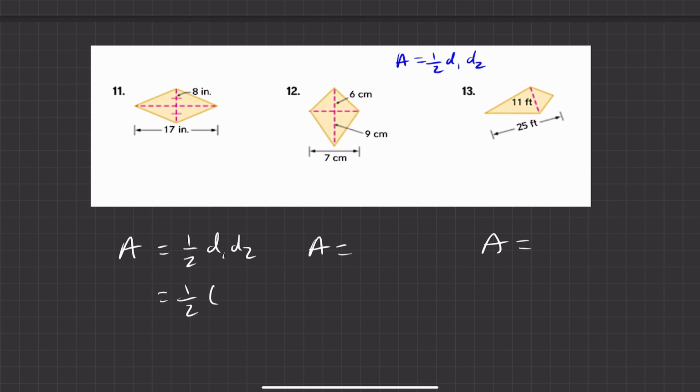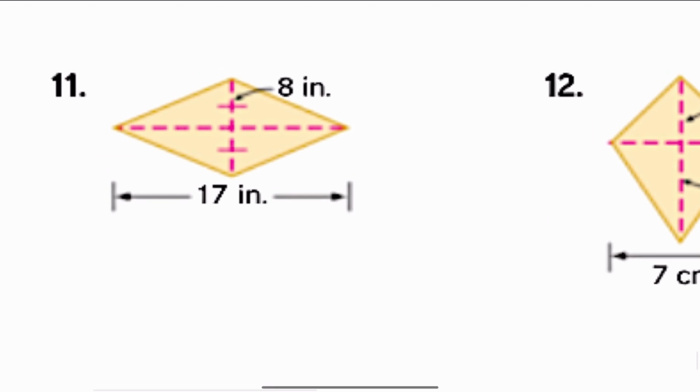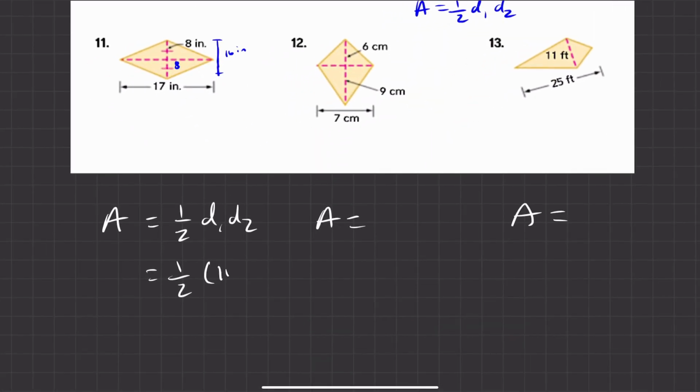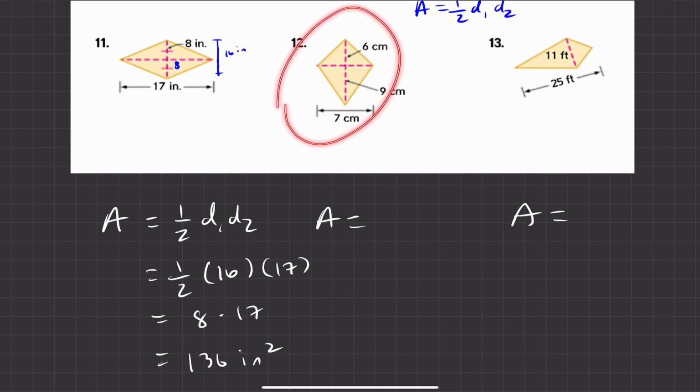1/2 of, we gotta be careful. Slow down. This segment here is 8, but it's congruent to this segment, so that should be 8 as well. So this diagonal is actually 16 inches long. So 1/2 of 16 times 17. 1/2 of 16 is 8 times 17. That is 136 inches squared.